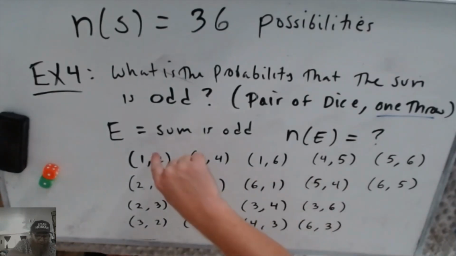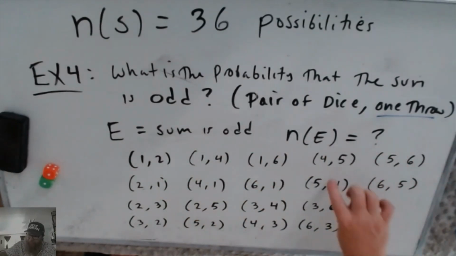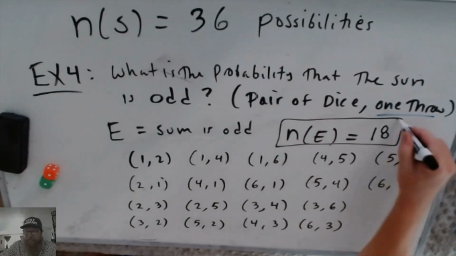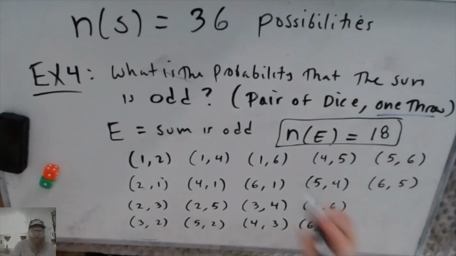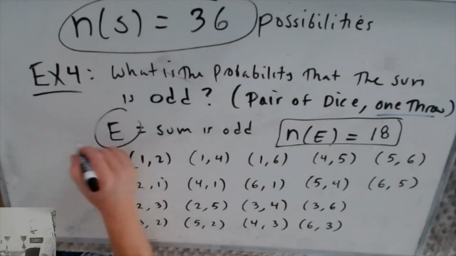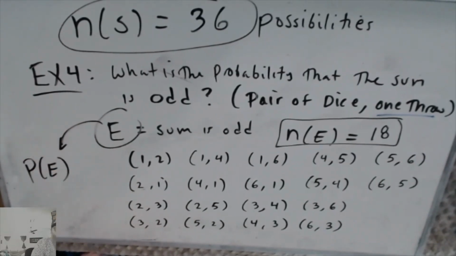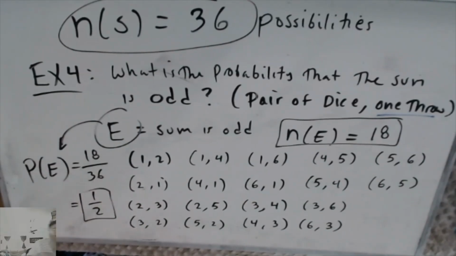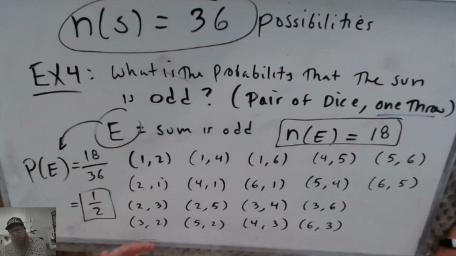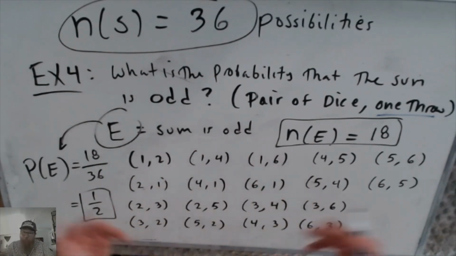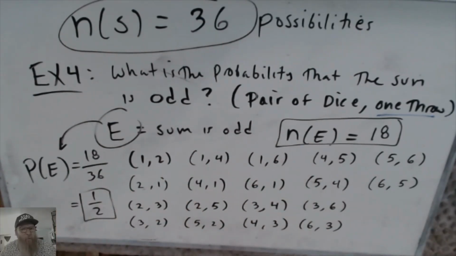Let me just count to make sure I got them all. 1, 2, 3, 4, 5, 6, 7, 8, 9, 10, 11, 12, 13, 14, 15, 16, 17, 18. So there are 18 possibilities where the sum is odd. There are 36 total possibilities. So the probability of this event is 18 out of 36, which reduces back to 1/2 again. It's semi-instinctual, semi-intuitive. You know, half the numbers are odd, half the numbers are even. So the probability that you would roll a sum that's odd is 1/2.